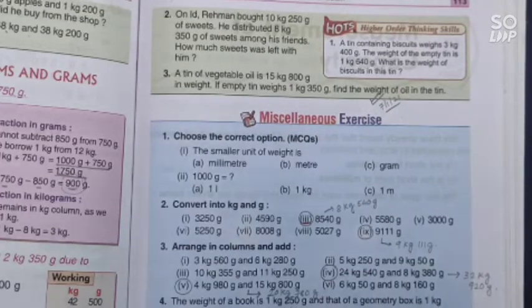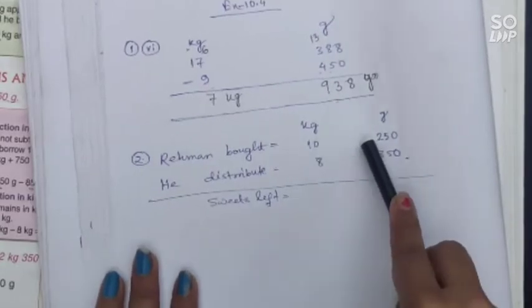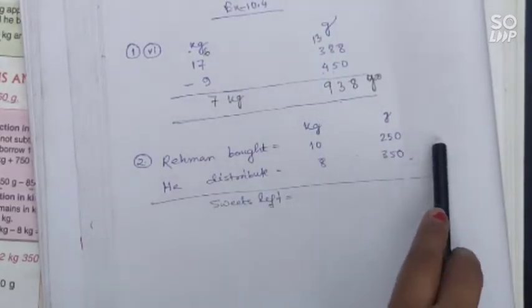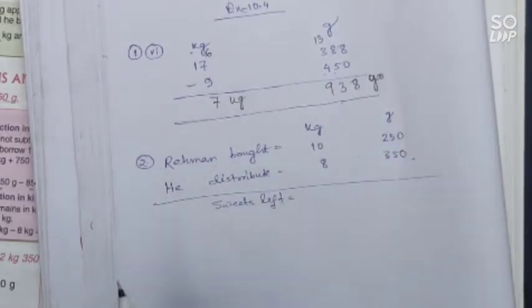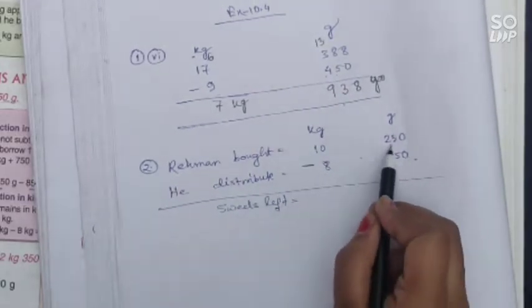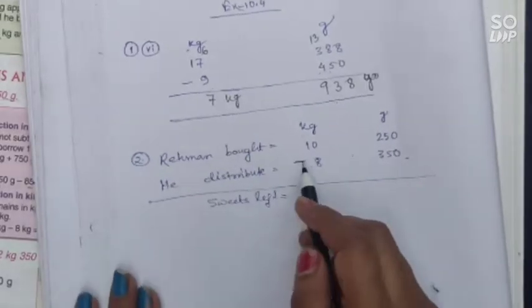So total quantity, first of all, Rahman bought 10 kg 250 gram of sweets. He distributed 8 kg 350 gram of sweets from this. So you have to find the quantity of remaining sweets. That means we have to remove this much quantity from this much quantity. That means we have to do subtraction.